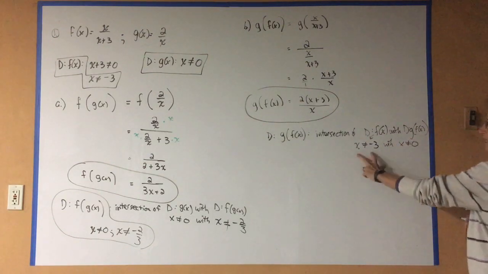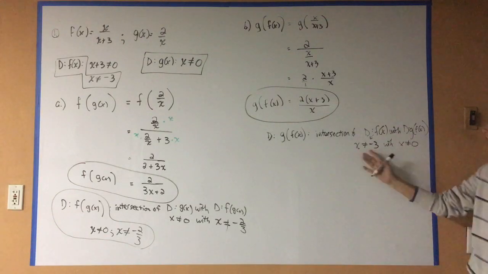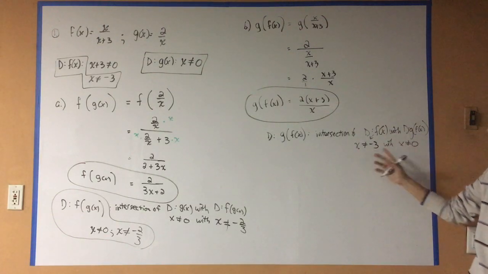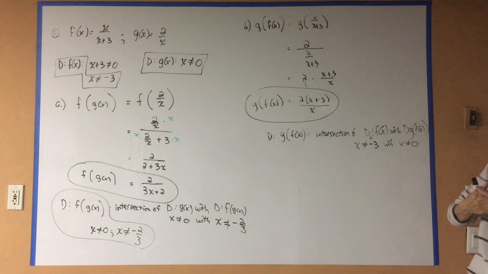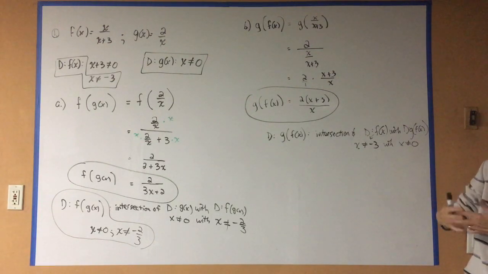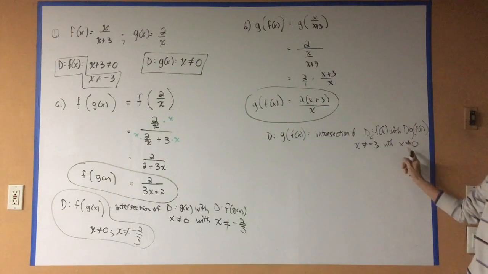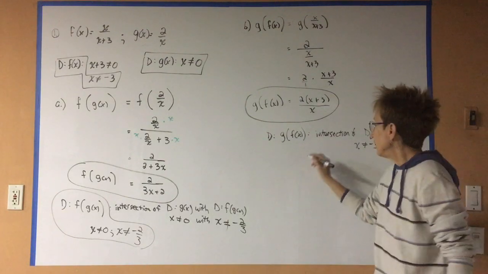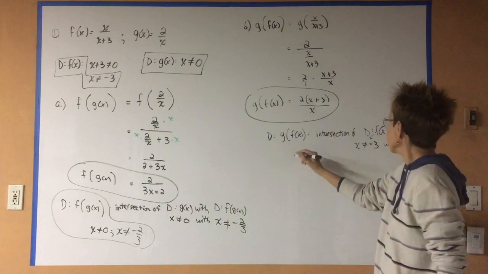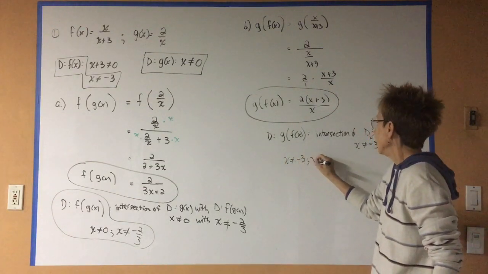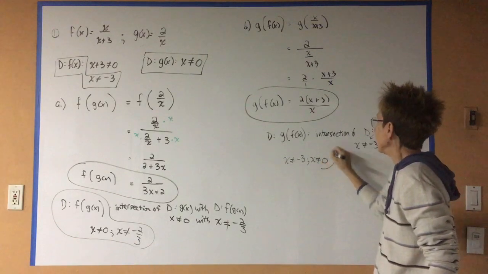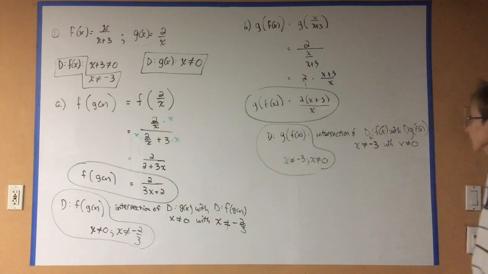So now I'm going to intersect x can't be -3. So this is all real numbers except for -3. This is all real numbers except for 0. So the intersection of those two, I put the two together. We're basically saying all real numbers except for now -3 and 0. So my domain of g of f of x is going to be x can't equal -3, x can't equal 0 when I intersect those two.